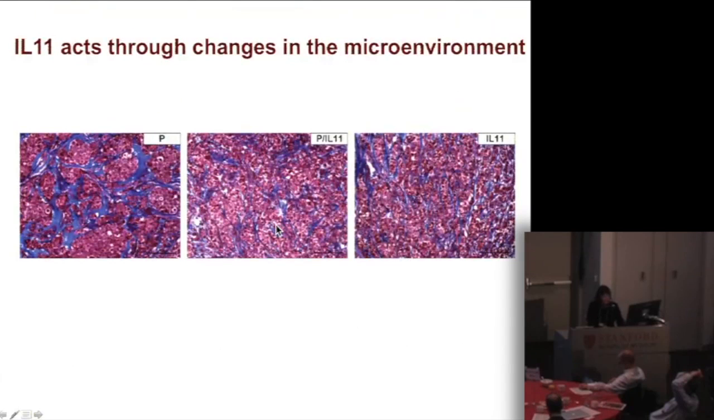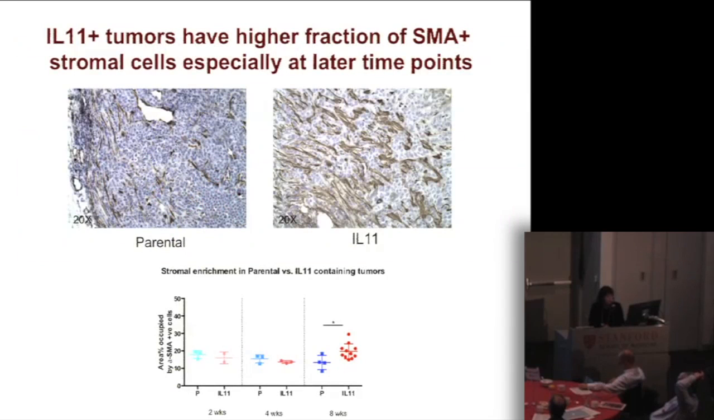And actually, when we looked at changes in the microenvironment in these tumors, for example, staining for collagen using this trichrome staining, you see that the parental tumors are very different from the mixed IL-11 tumors. The matrix seems to be somewhat different. When we stain for SMA, for smooth muscle actin positive cells in the stroma, we see many more of these cells, but this occurs at later time points, so we don't know if it's cause or consequence of faster tumor growth.